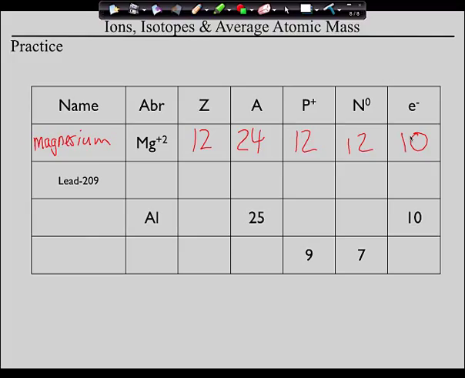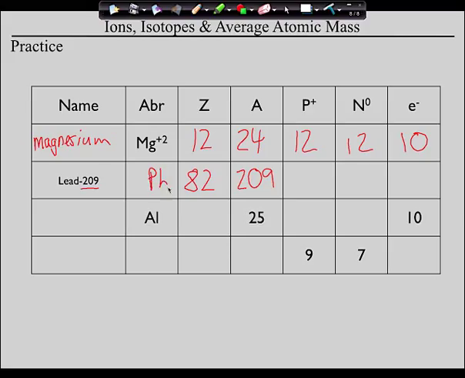Let's do lead. So guys, lead is right down here. Lead is element number 82. Now guys, what is the mass of lead? 207. The average mass is 207. What does it mean that this says 209? Use that mass. So this mass is 209. It means we're looking at a mass other than the average. So what are we going to do?